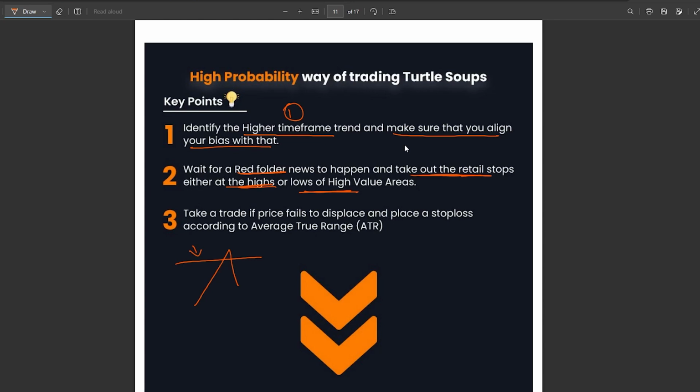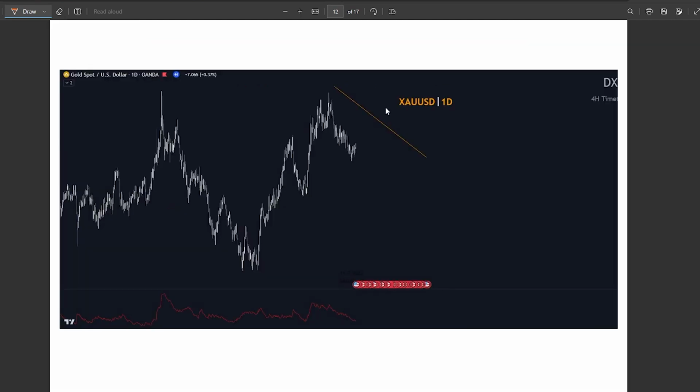Now the third step is to take a trade if price fails to displace and place a stop loss according to average true range. This technique of placing a stop loss according to average true range, I learned it from Trader Dante and slightly modified it, but the main credits go to Trader Dante as he taught me this. So let's see an example of this.